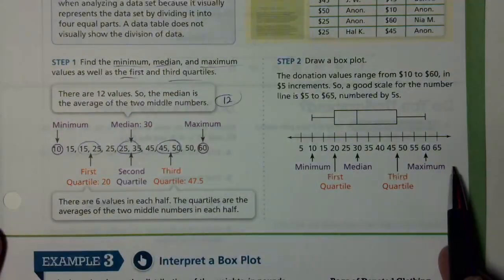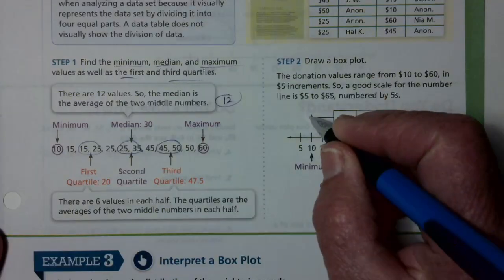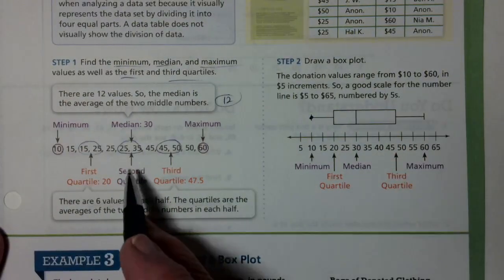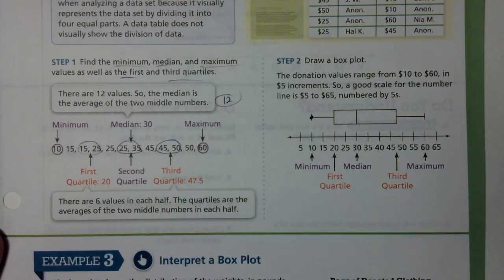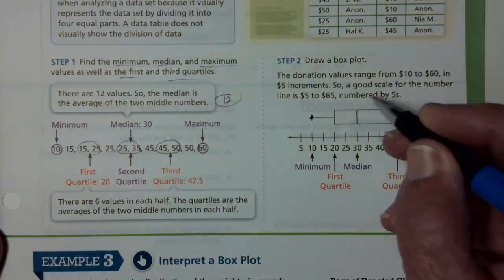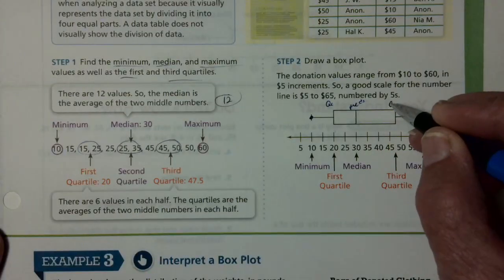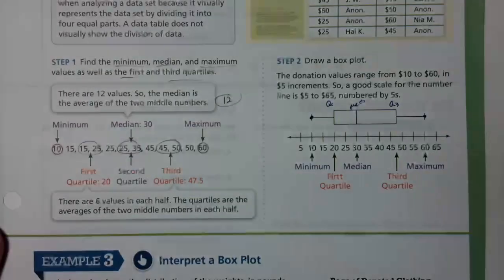And on our box plot over here, we've got a minimum. So 10 is our minimum. That's our dot. First quartile is 20. That's a line. Second quartile, or the median, is 30. The median's always going to be inside the box. The third quartile is going to be my other line. So this is Q1. This is the median. This is Q3. And my dot at the end is my maximum.